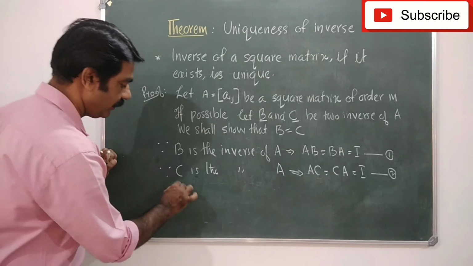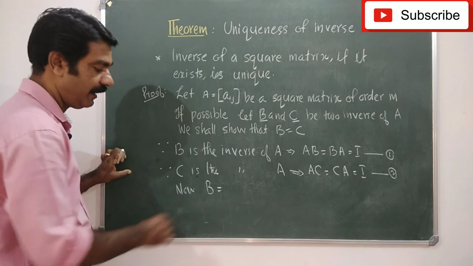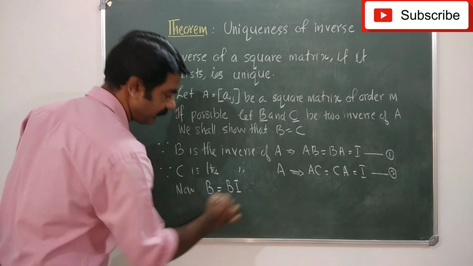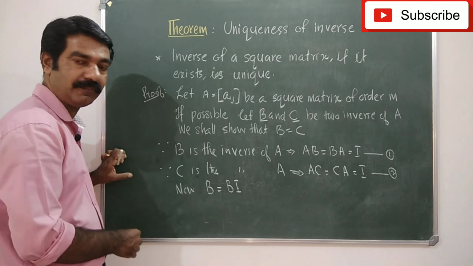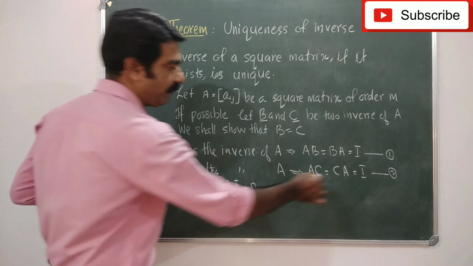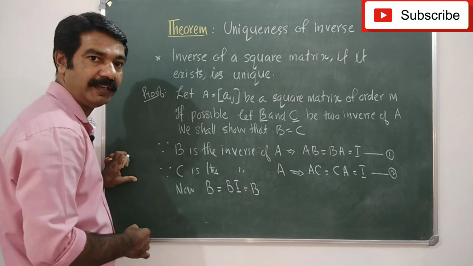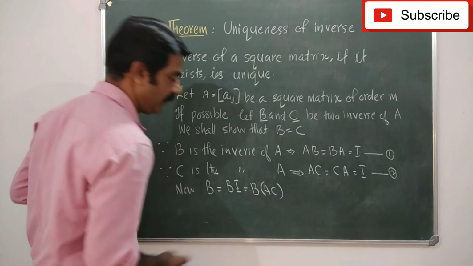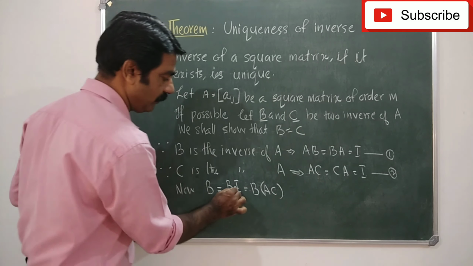So I start from B. Any square matrix B, we can write B into I. If you multiply B with I, the answer is B itself. That is equal to B into I. From the second equation, it is clear that I is equal to AC. So instead of this I, we can substitute AC. From equation number 2, I is equal to AC.